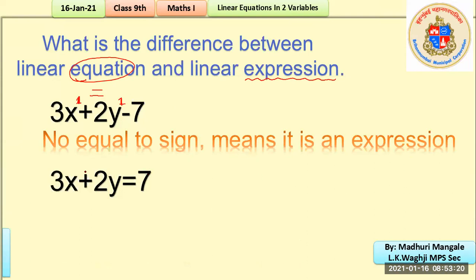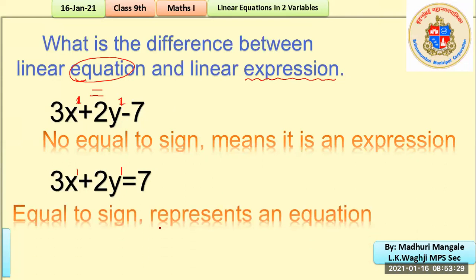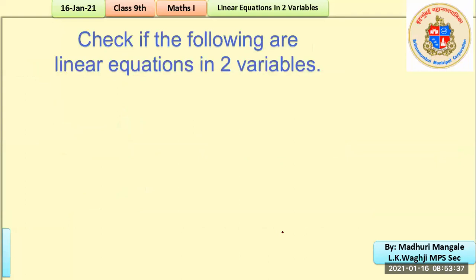And in the second one, we can see the highest degree is 1 and there are two variables, right? So this is a linear equation in two variables. All right. So here we see there is an equal to sign. It means that this is an equation. I hope this is very clear. And we move to next question.